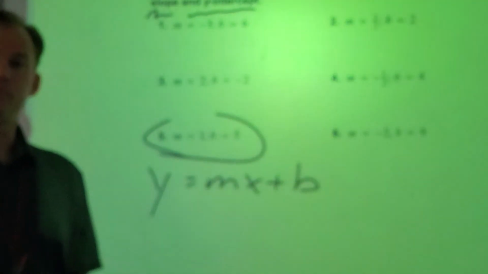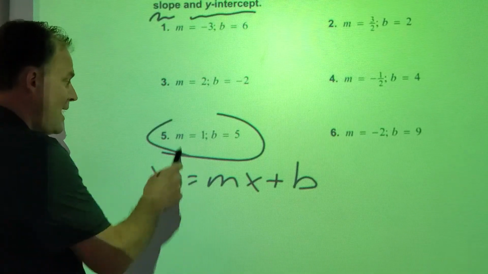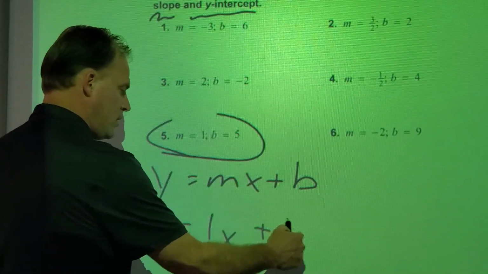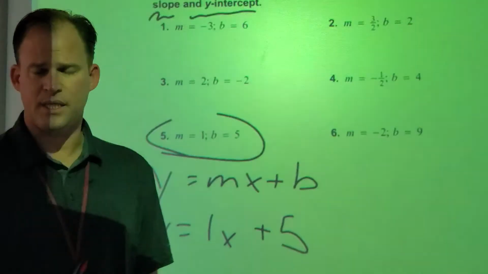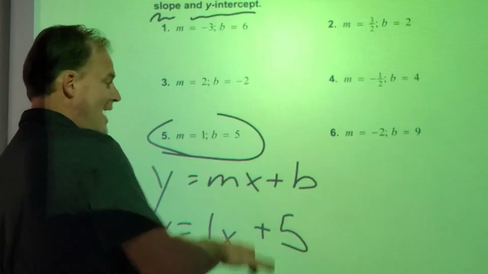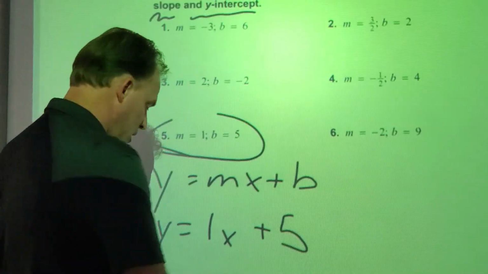Y equals mx plus b. That's slope-intercept form. I tell you the slope, I tell you the y-intercept, you write the equation. Pretty simple. All the ones yesterday had that information. I just straight up gave it.